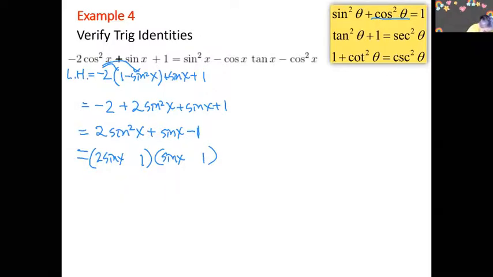But we have to make positive 1 sine x. So now this has to be positive, this has to be negative. So that this is negative sine x, this is positive 2 sine x, and then this is 1 again. Then let's see. So I factored it, and then I have 2 sine x minus 1 and sine x plus 1.